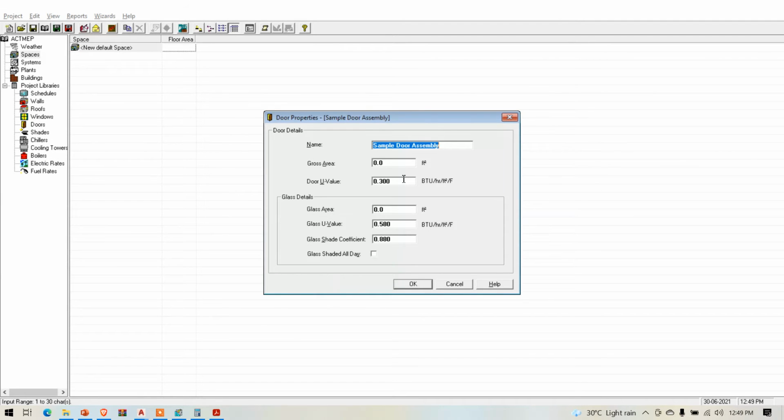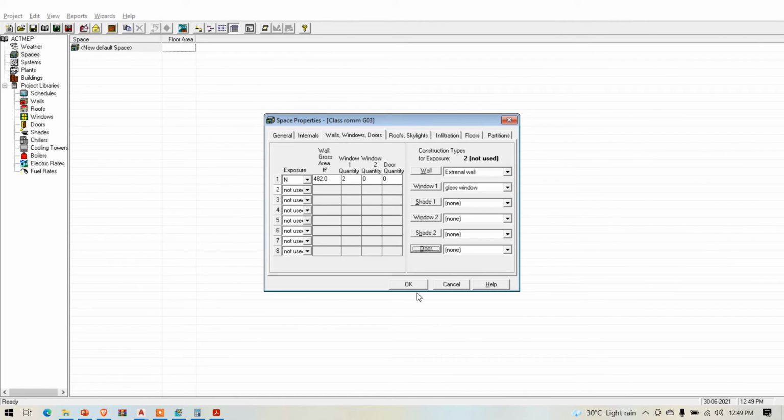And what is the door U value? And in the door, if you have any glass, the glass area we have to provide over here, and the glass U value and the shade coefficient of the glass. This we have to get from your glass people. Since here we don't have any door, no need to consider. So this is your wall, window and doors.